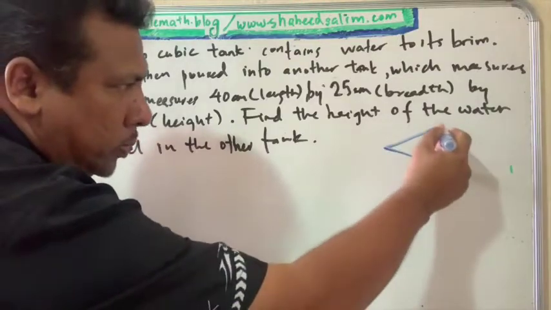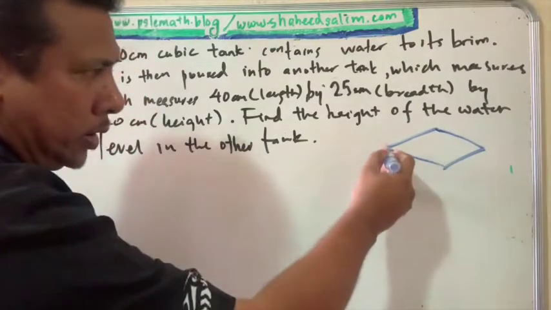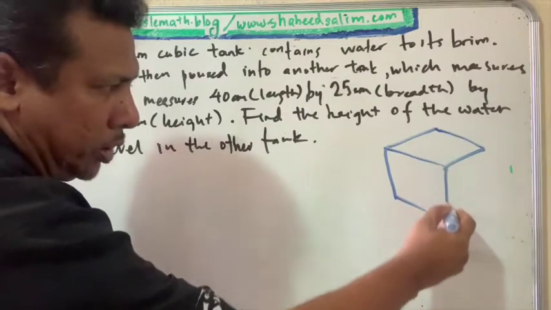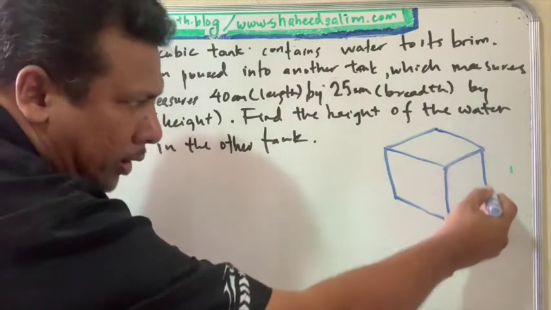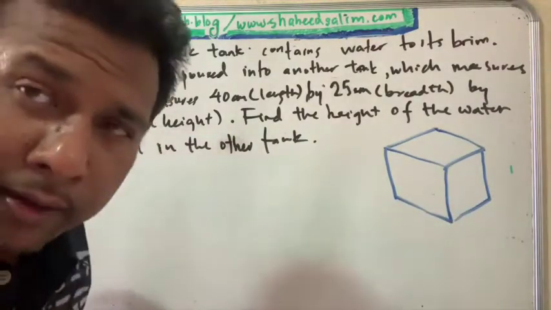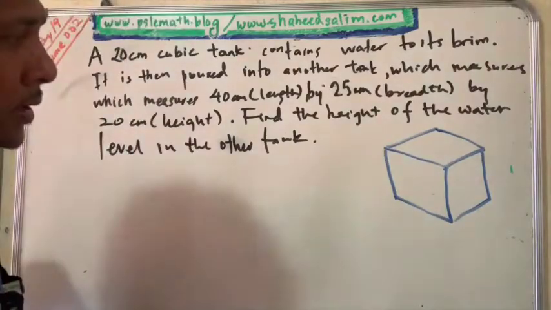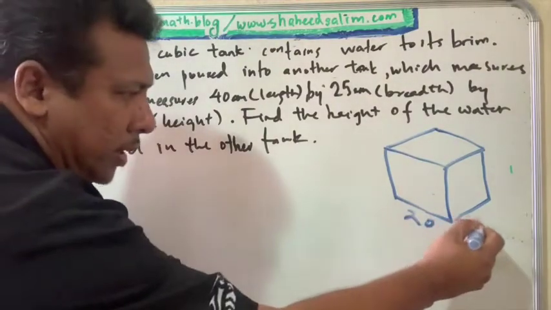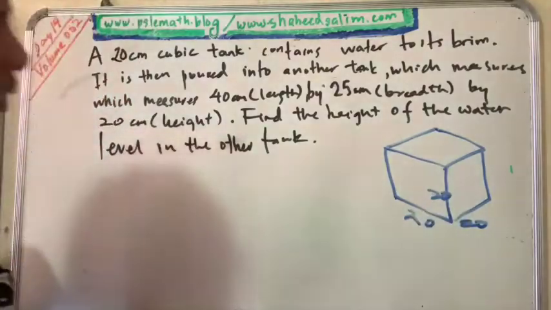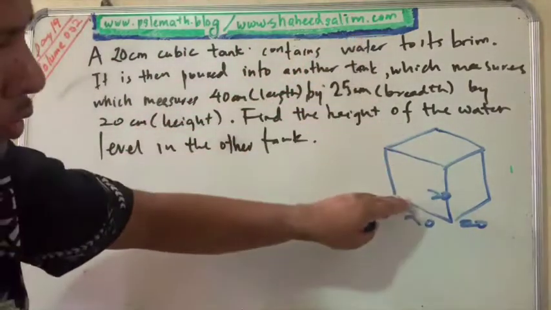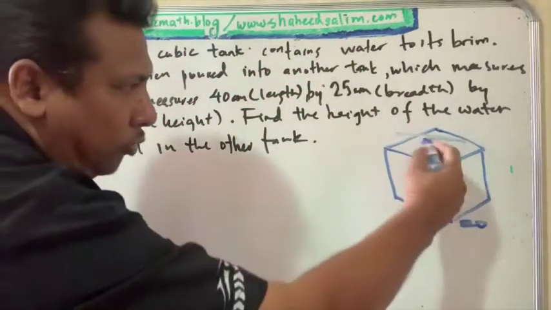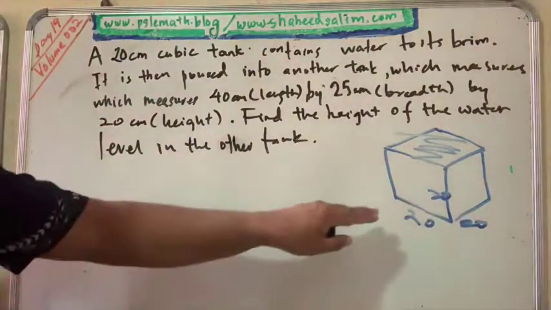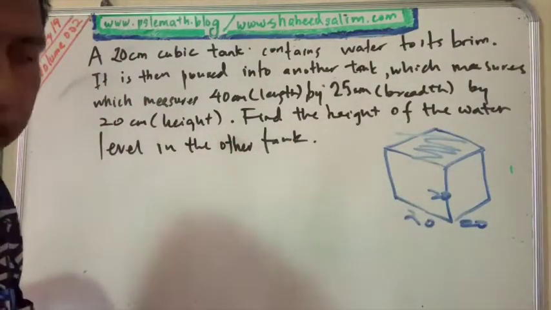And what is a cube? A cube is a three-dimensional shape or object where the length, breadth and height are equal. So in this case it's 20 cm by 20 cm by 20 cm, and it contains water to its brim, that means to the top, to its fullest that it can fill up.